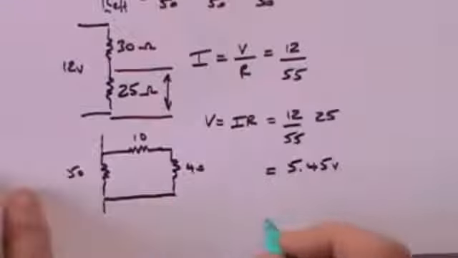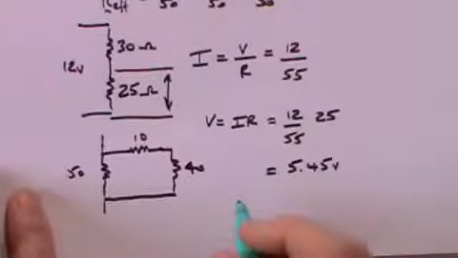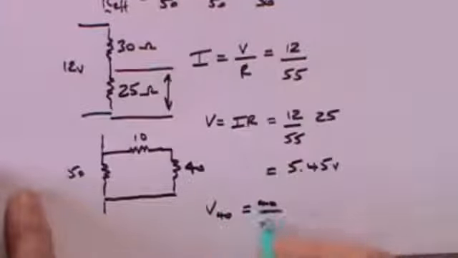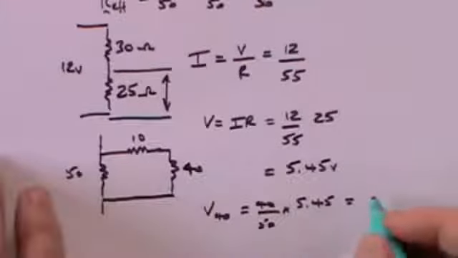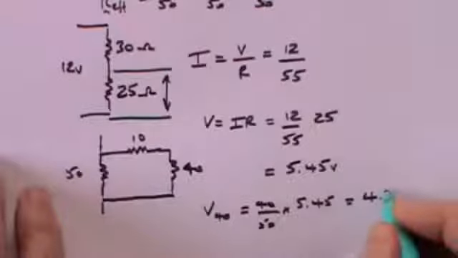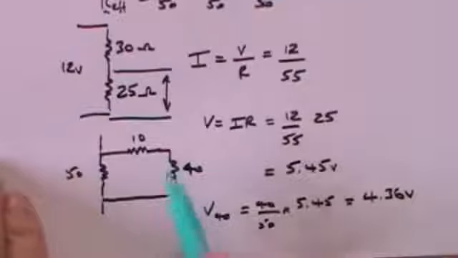And so the voltage across the 40 ohms is going to be 40/50ths or 4/5 of 5.45 volts, which is 4.36 volts. So the voltage across the 40 ohm resistor is 4.36 volts.